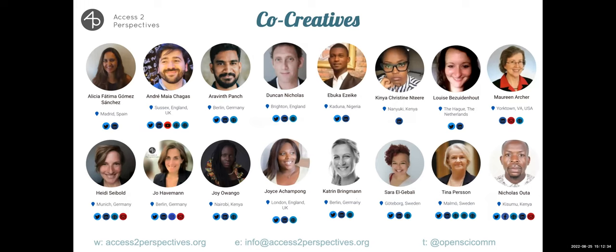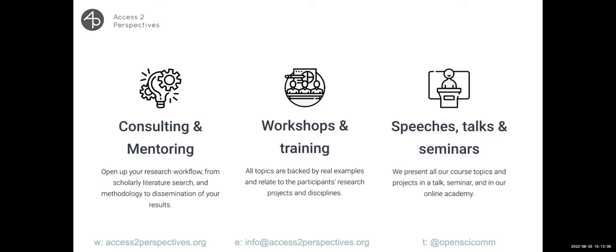So here are some of the people that I myself and we as an agency, so to say, as Access to Perspectives, are working with. You see also Nicholas Ota in this slide, all the way in the second row to the right. And as mentioned, these are all professionals and researchers and entrepreneurs whom we are closely and project-based working together with to be of best possible service to anything research related.